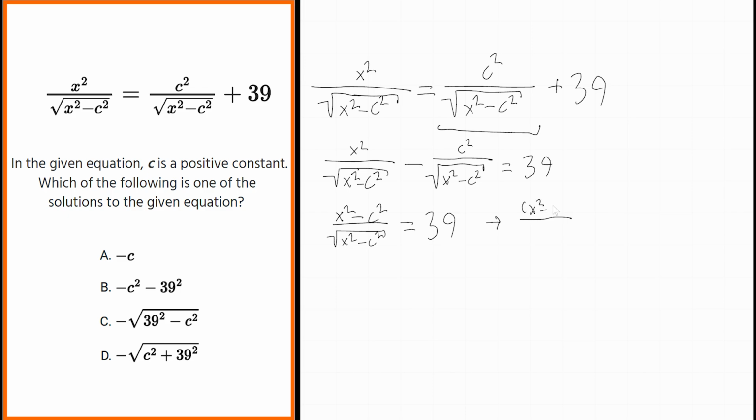x squared minus c squared, all squared, over x squared minus c squared, equals 39 squared. Now at this point, we could simplify this 39 squared. We could simplify this square over here, but it is actually beneficial for us not to do that for two reasons. One, you notice the term here in the numerator within the square and the term down here are the same term, which means that they can cancel out. This is equivalent to some variable a squared over a.